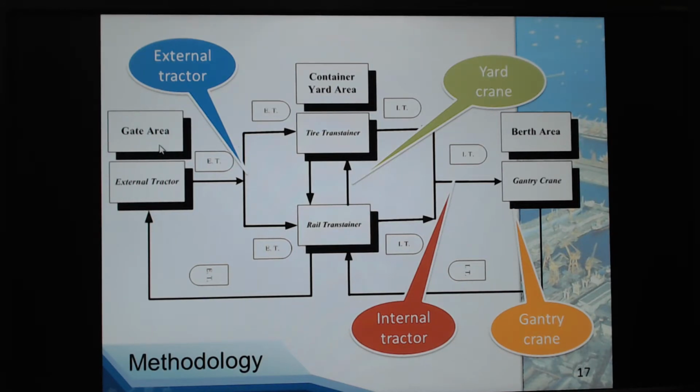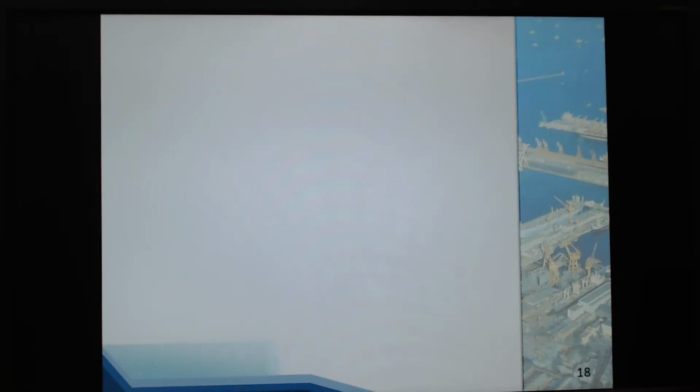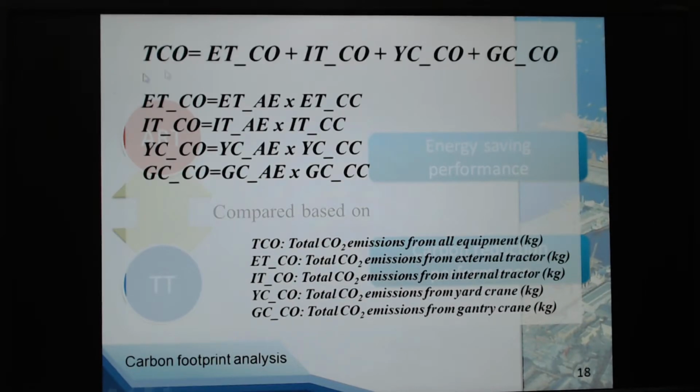For these equipment, we use the carbon footprint to calculate their energy consumption, including their carbon emission. Okay, here is our mathematical equation. It means the external tractor plus the internal tractor, yard crane, and including the gantry crane.